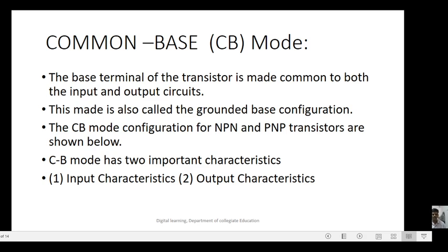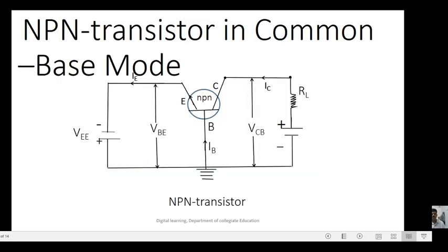First of all, we are going to explain input characteristics. NPN transistor in common base mode. Here there is a battery which supplies the electric voltage or current, and here also a battery which supplies the electric current or voltage. There are 2 batteries here, and VEB is the voltage across the base and emitter, and VCB is the voltage across the collector and base. Here IB represents the electric current that flows from the ground to the base.